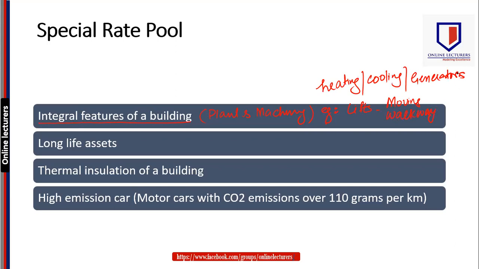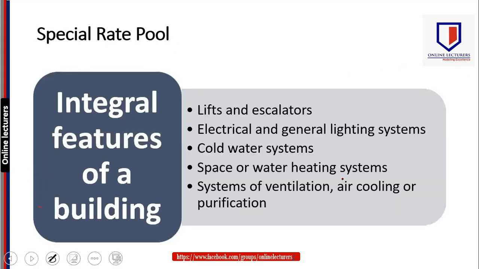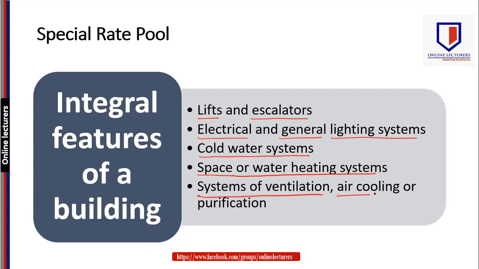Similarly, long life assets, thermal insulation of building, and high emission car, which we have already covered, that is above 110 gram per kilometer. So what is an integral feature of a building? It includes lifts, escalators, electrical and general lighting systems, cold water systems, space or water heating system, systems of ventilation, air cooling or purification. So anything classified as an integral feature of a building.